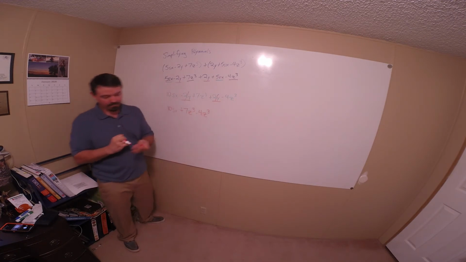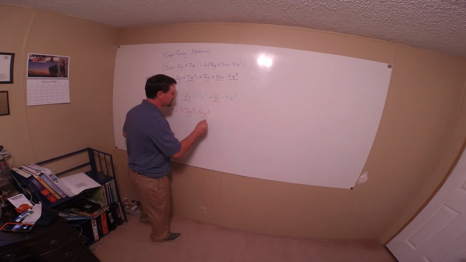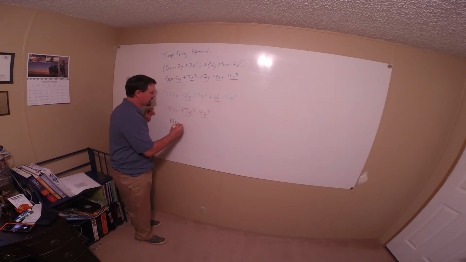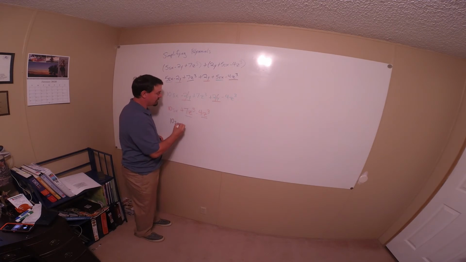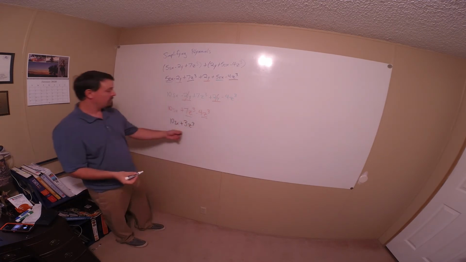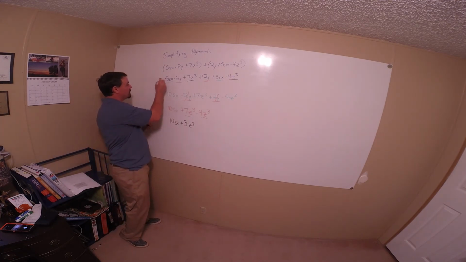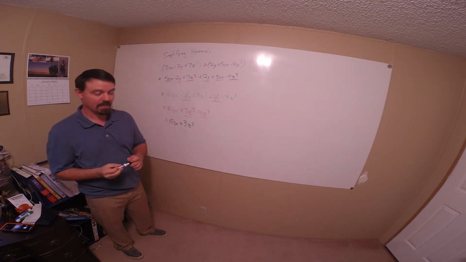Now, all I have to do is simplify this last term. So, 10sx, 7z to the 3rd minus 4z to the 3rd, that's just simply going to be 3z to the 3rd. And I can't combine these terms because they don't have the same variables. Therefore, I have simplified the polynomial as much as I can.